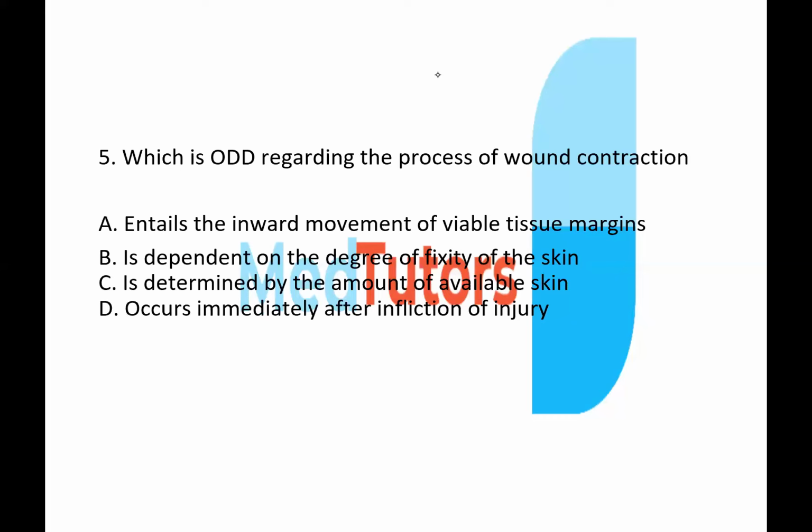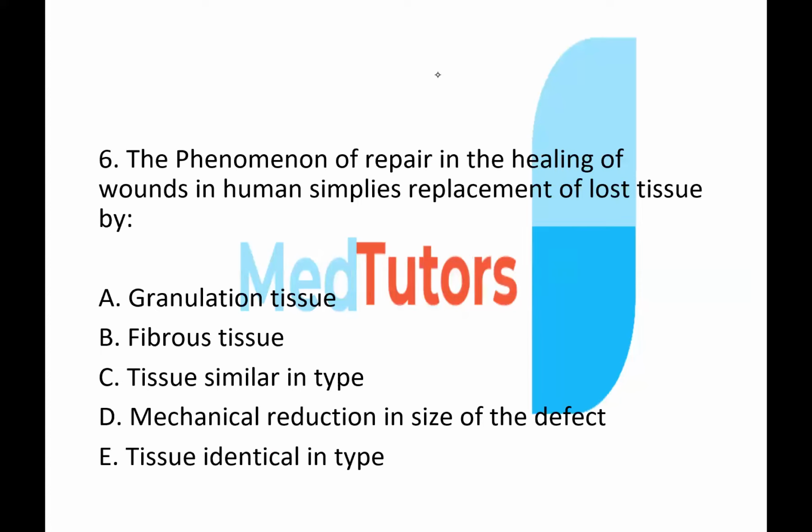Oh, sorry, number 5. Which is odd regarding the process of wound contraction? It entails inward movement of viable tissue margins. It's dependent on the degree of fixity of the skin. It's determined by the amount of available skin. Occurs immediately after infliction of injury, which is odd here. Correct. D is the odd one.